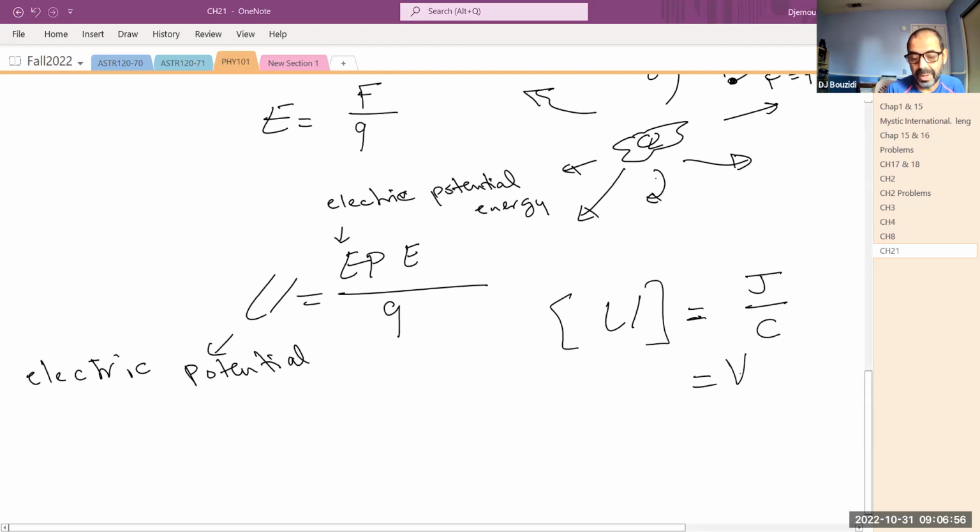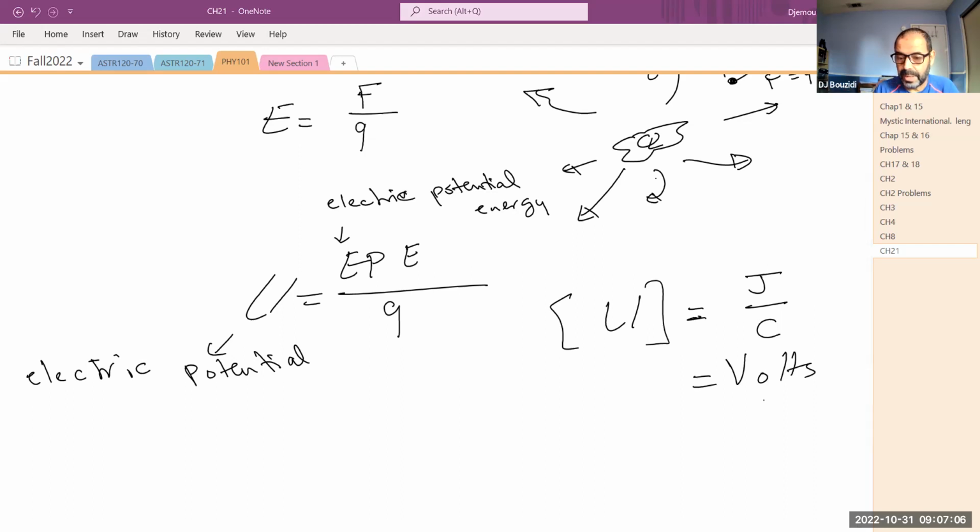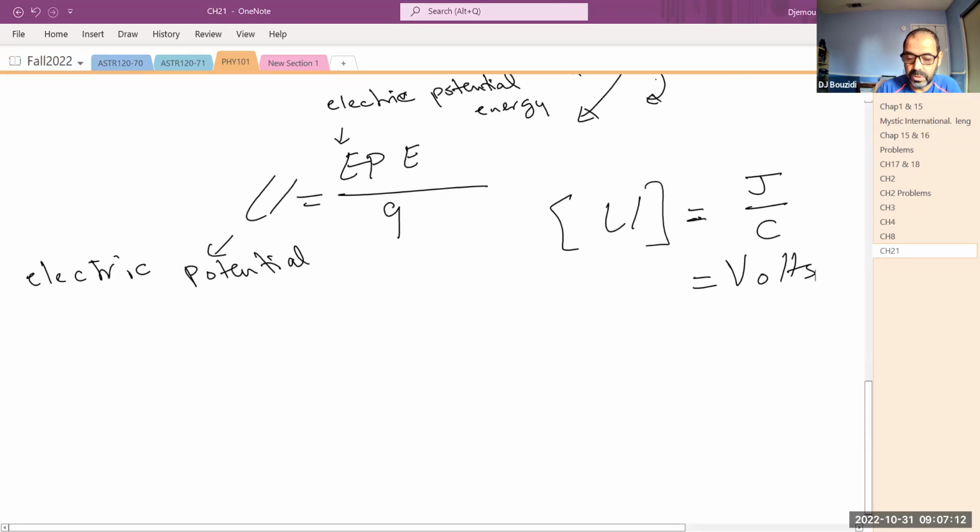Actually, we gave it a name in honor of Mr. Volta; we gave it the name of volts. And this is what you hear a lot of people talk about when they talk about a 1.5 volt battery if you go to the store and buy it and so on and so forth. It's the same idea.